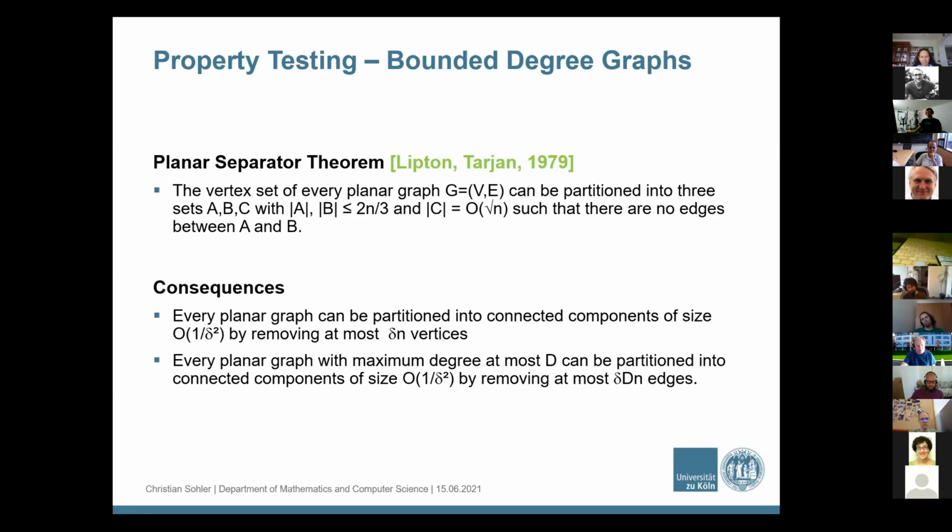If one applies the separator theorem repeatedly, recursively, then one can partition every planar graph into connected components of size order 1 over delta squared by removing at most delta n vertices. And since we are considering bounded degree planar graphs, this also implies that we can remove delta dn edges, namely the edges that are incident to the vertex separator, and obtain in this way connected components of size 1 over delta squared.